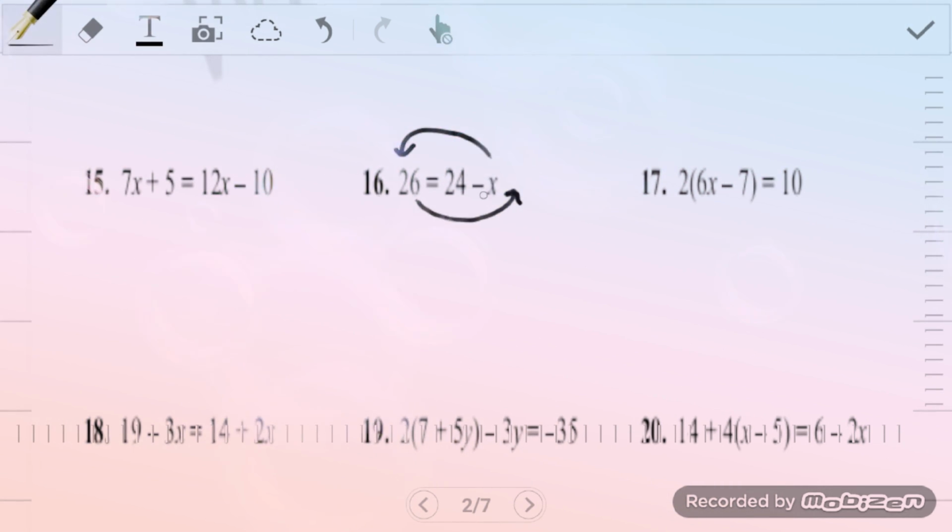quicker. So if I brought negative x to the left side, I would have ended up with positive x. And notice I didn't touch the 24, I left it alone, and I brought the 26 over to the right side, which gave me negative 26. So now I end up with an easy answer that says x is equal to minus 2.